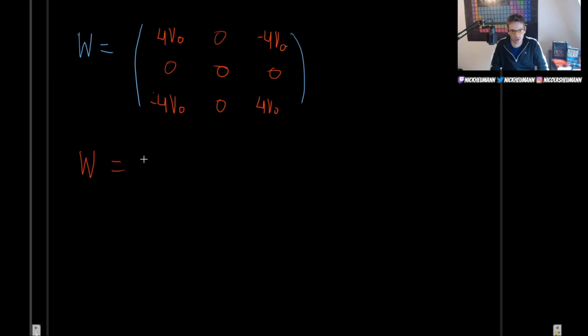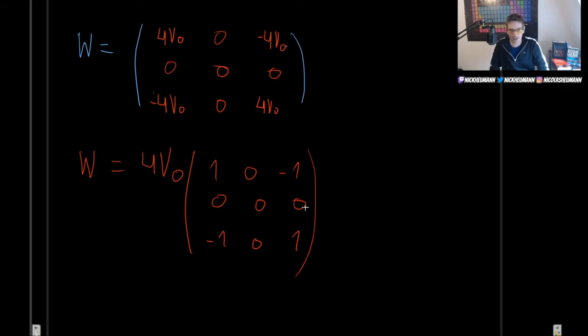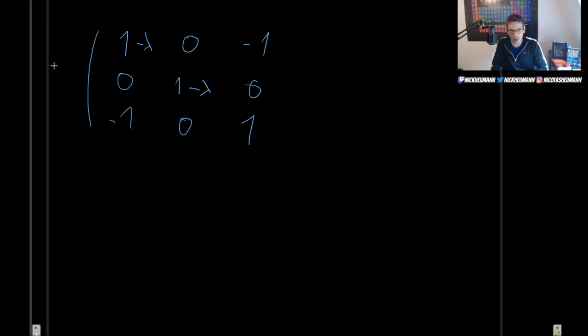So maybe let's just call it like this first, so just to make it super clear. 4v0, 1, 0, minus 1, 0, 0, 0, minus 1, 0, 1. Okay, so that's our matrix now, and we want to find the determinant of this. So you don't really need to factor out 4v0, but of course it makes everything much, much simpler. So let's find the determinant of this matrix. So our matrix is 1, 0, minus 1, 0, 0, minus 1, 0, 1. And to find the determinant, we have to take, of course, minus lambda, right? Its eigenvalues. This is 0 minus lambda, so it's only minus lambda.